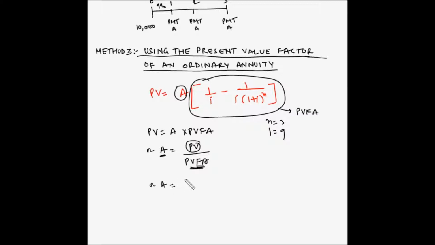Or A is equal to PV is 10,000 and PVFA is 2.5313. Now as you might have noticed, in the previous two methods we rounded off these numbers to 2 decimal points, so we were getting 2.53. So we were dividing 10,000 by 2.53. However, in the table here we have this figure as 2.5313, which is rounded off to 4 decimal points. So this value is going to be slightly different than the previous two methods.